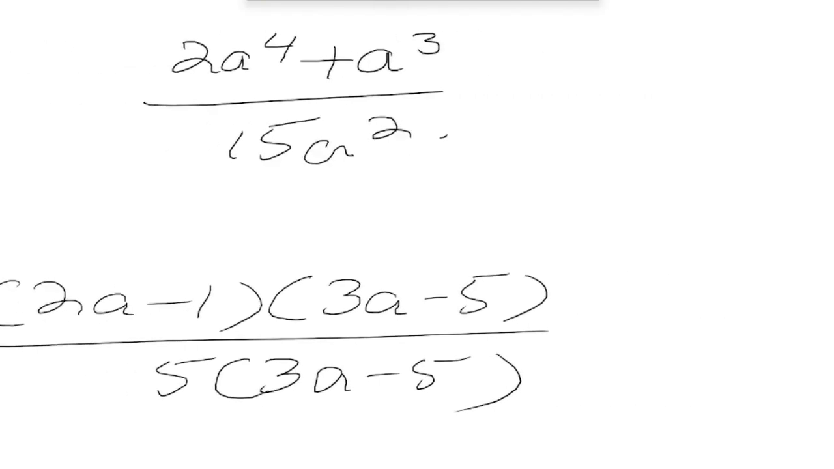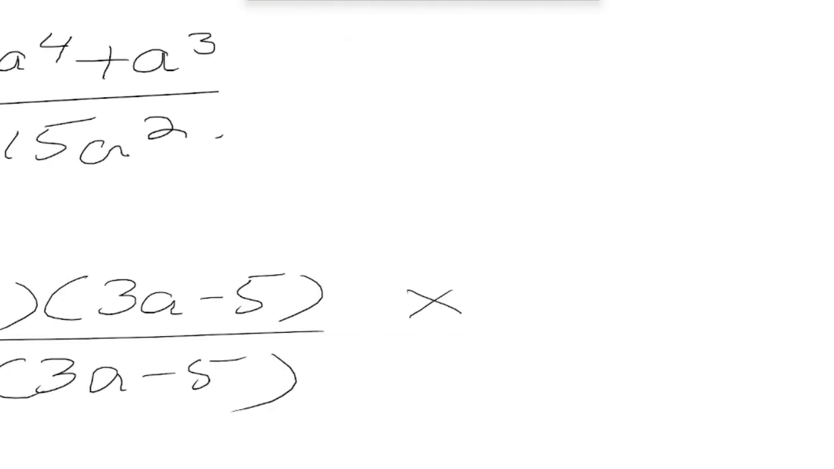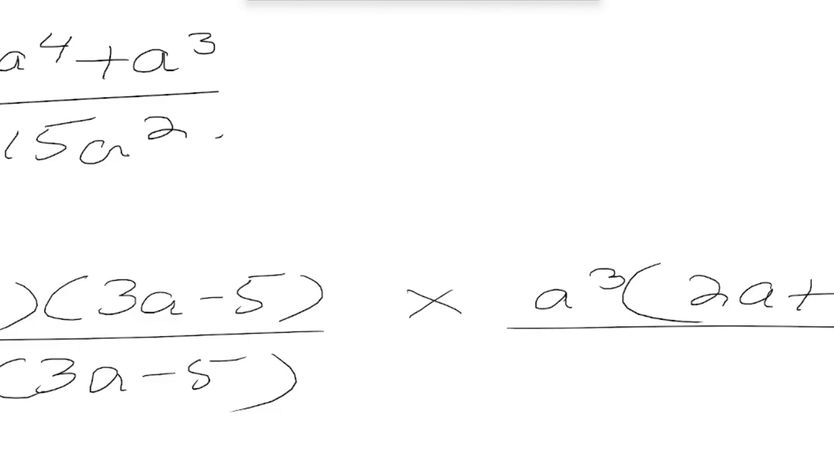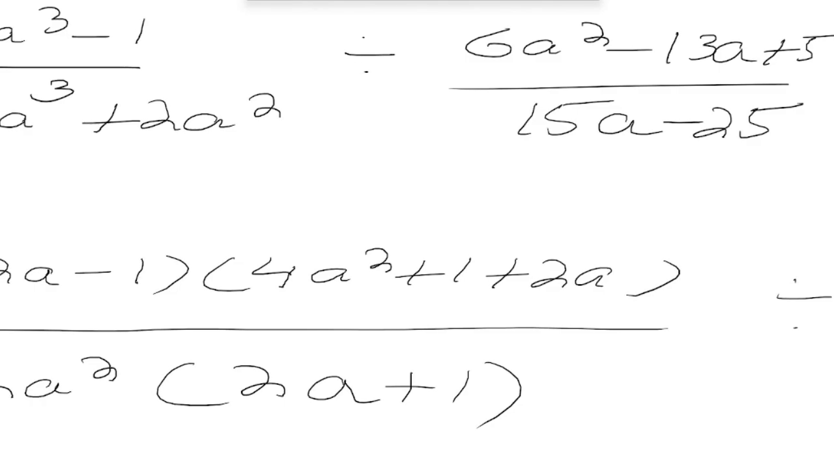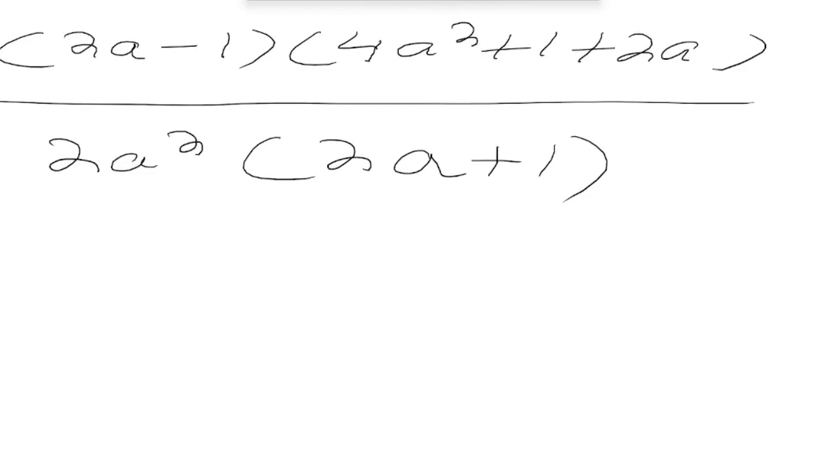Now after that we will write multiplication at the end, and then we will simplify the last, which is 2a power 4 plus a cube. That results in a cube bracket 2a plus 1. So the addition sign gets removed and we have a cube as our common factor, and then we can write 15a square as it is, because there is no common thing in this expression. Now because of the division sign, our expression will be flipped. So our numerator will be converted to our denominator, and our denominator will be converted to our numerator.